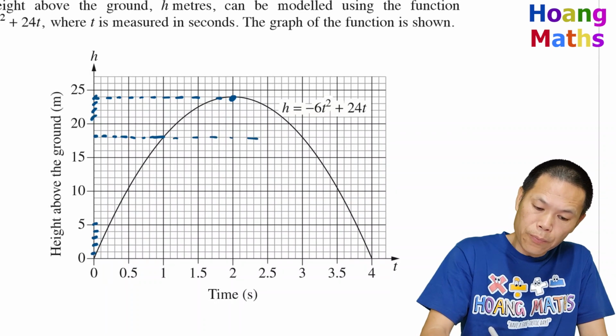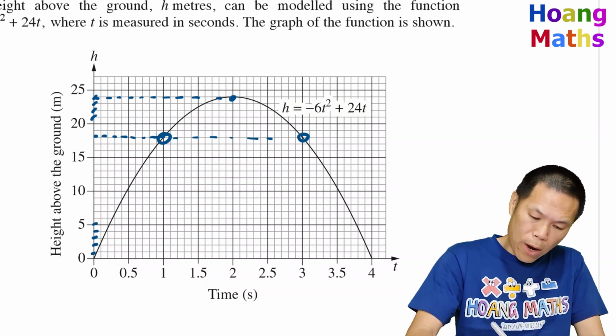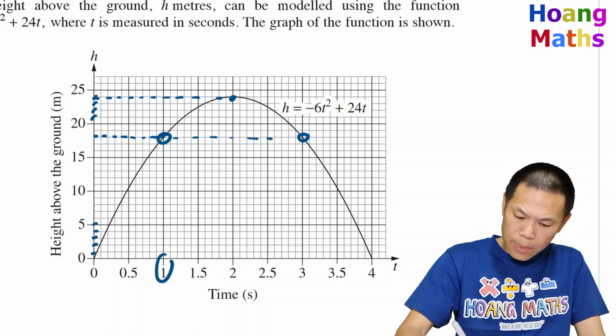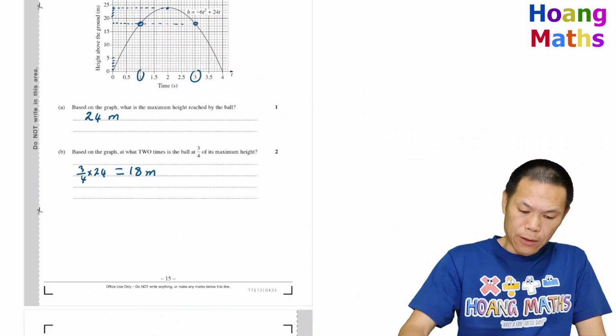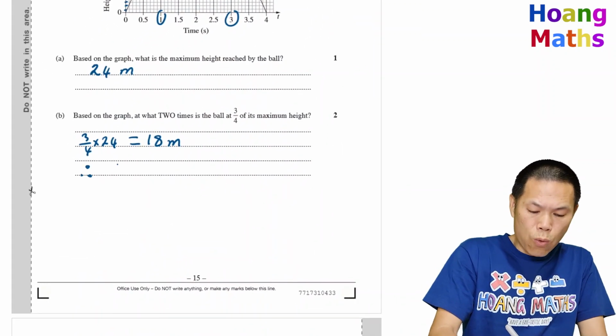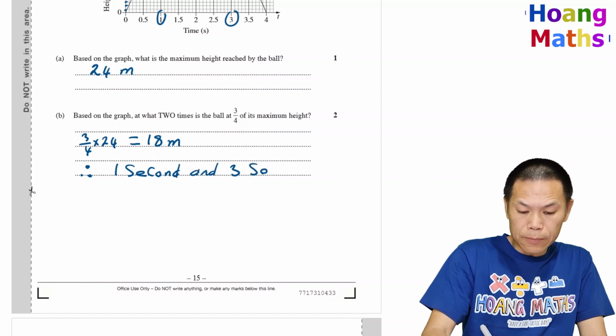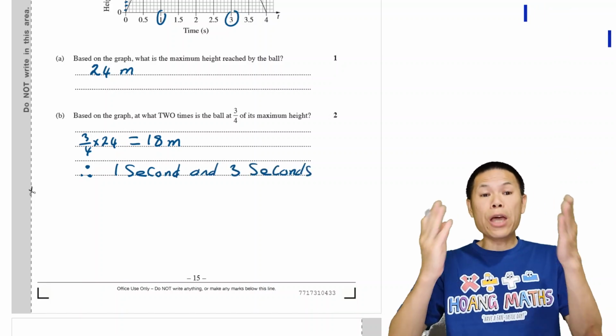And across here, that's 18. So these are the two times: 1 second and 3 seconds. Let me just write this down. Therefore, 1 second and 3 seconds. So there you go.